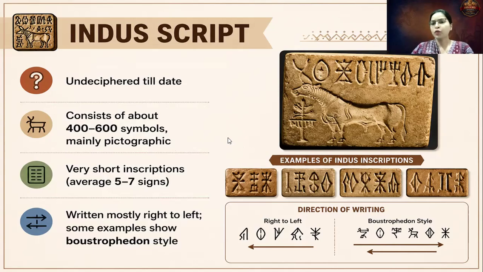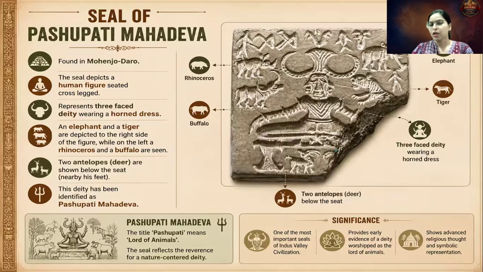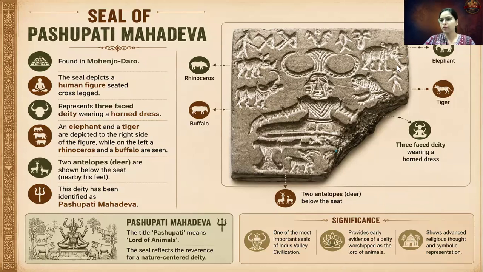Now we are going to understand a seal which depicts the religious belief of the Harappan people, and that was the seal of Pashupati Mahadev. Basically, this is a steatite seal, made of steatite, and it was discovered from the site of Mohenjo-daro. So please remember, from where was this Pashupati seal discovered? It was discovered from the site of Mohenjo-daro.